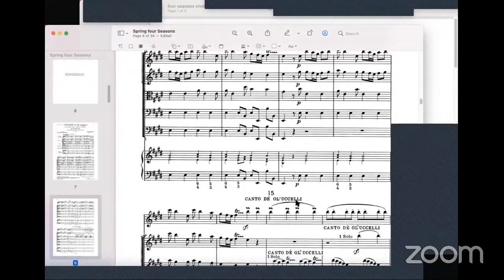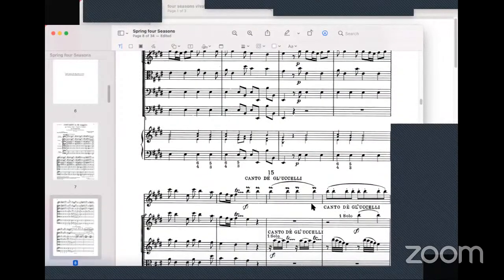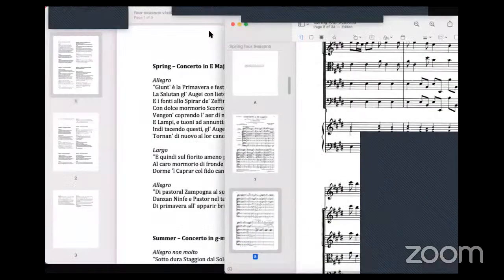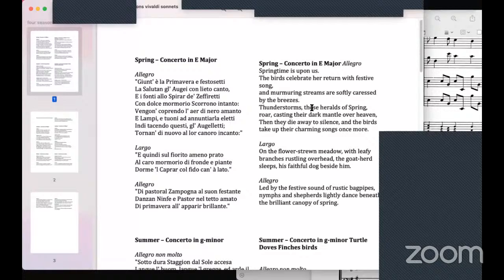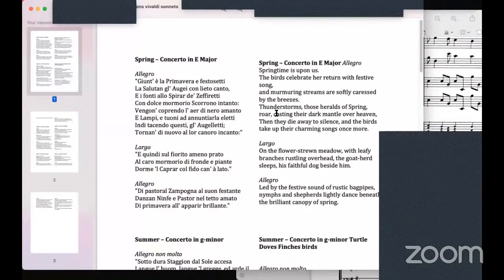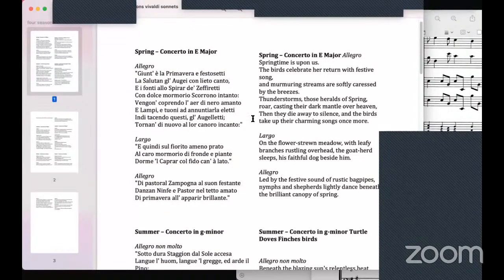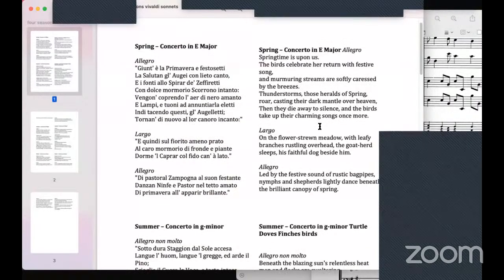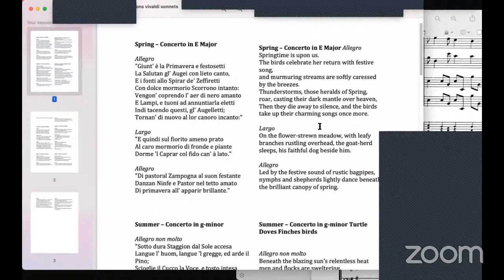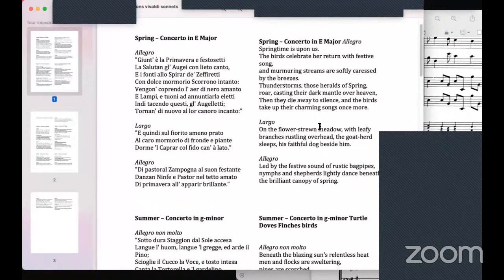Canto degli Uccelli. So that is the poem. Let's read the poem now. Giunto è la primavera e festosetti. So here, the springtime is upon us. The birds celebrate her return with festive song, and murmuring streams are softly caressed by the breezes. Thunderstorms, those heralds of spring, roar, casting their dark mantle over heaven. Then they die away to silence, and the birds take up their charming songs once more.